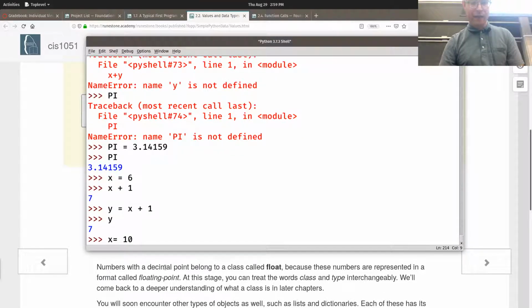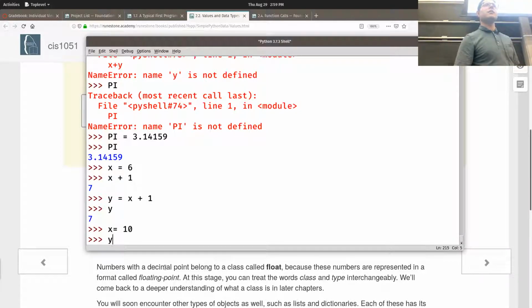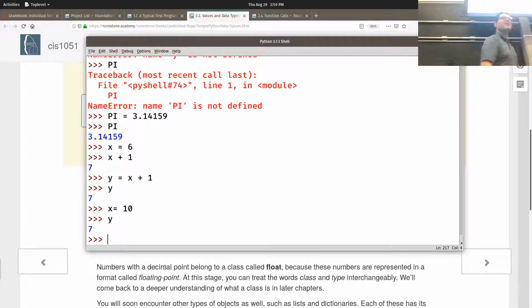x is equal to 10. What is y? 7. The value on the right gets evaluated, and gets stored on the left. So, good news. You don't have to remember what x and y were, really, except when you look it up. If you change one variable, you don't have to remember to change the other. That's good news. That's less mental work for you. Does that make sense? Okay.